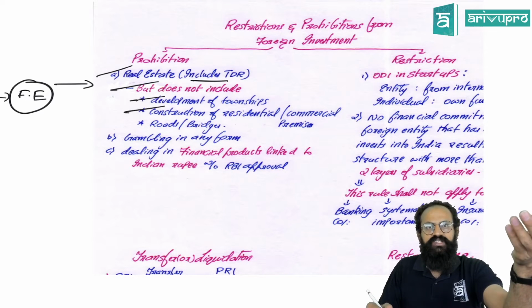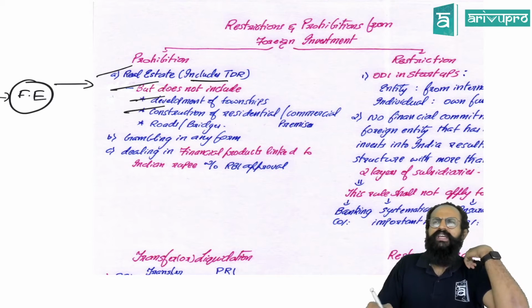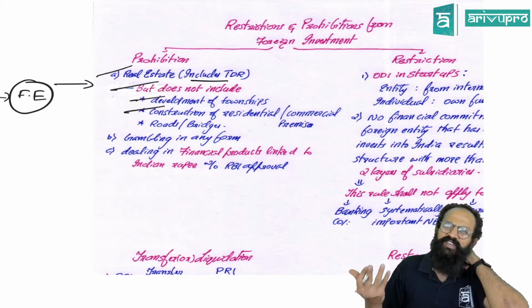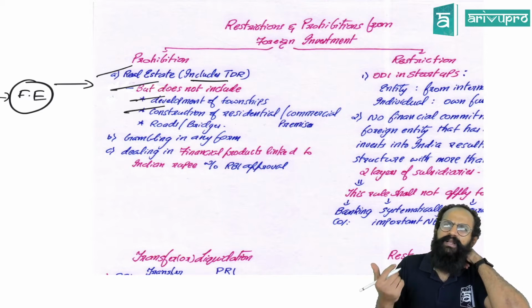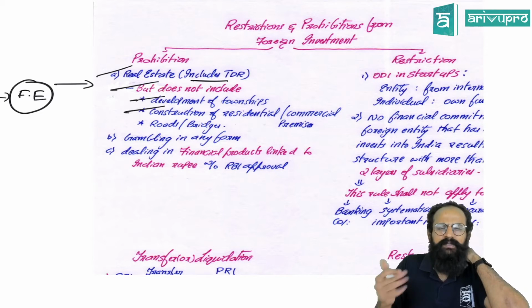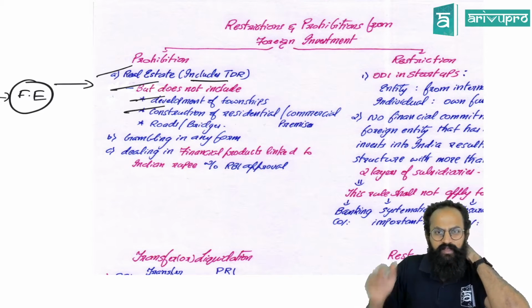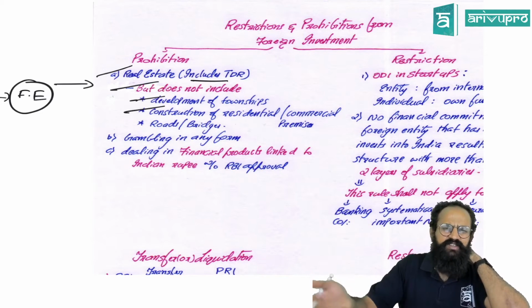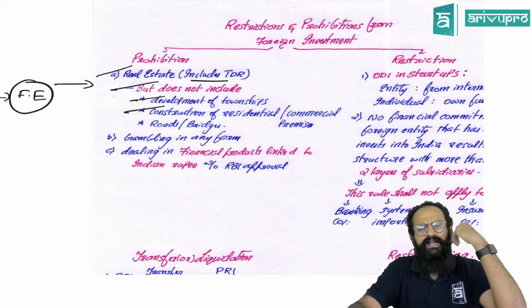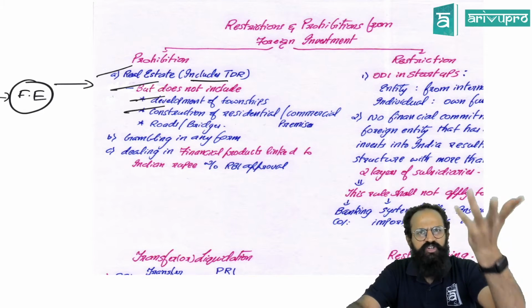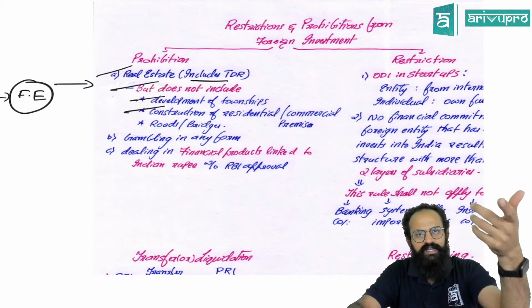Second one, construction of residential or commercial premises. Imagine a foreign builder, for example Prestige Group, and I am investing outside India. Now Prestige is into building townships or residential or commercial premises. You can still invest in it.